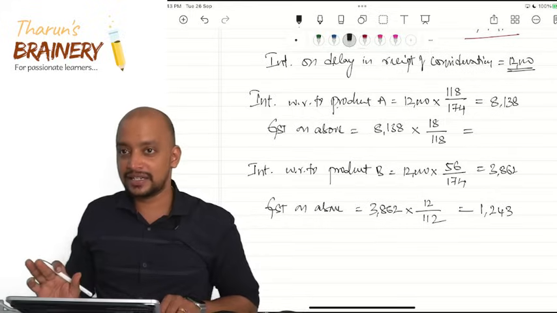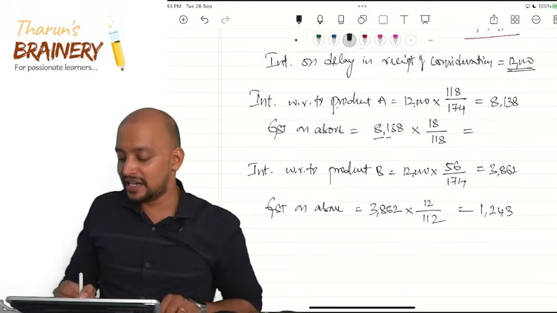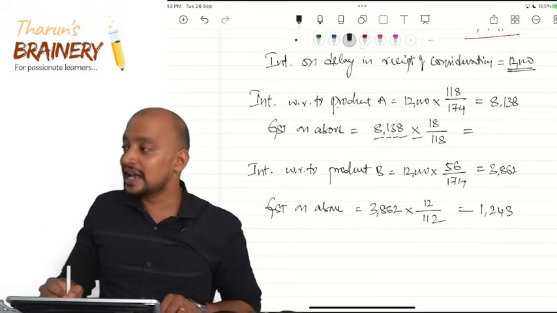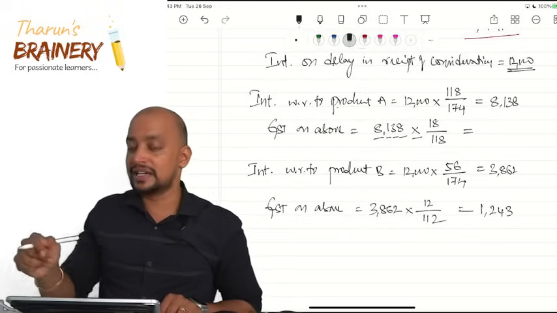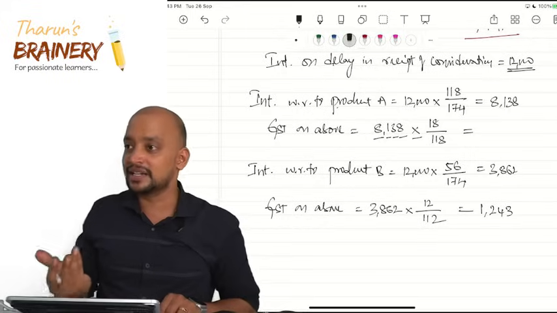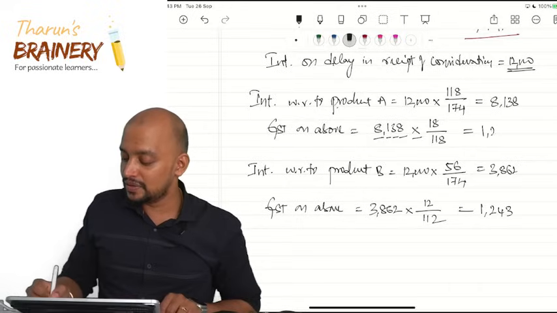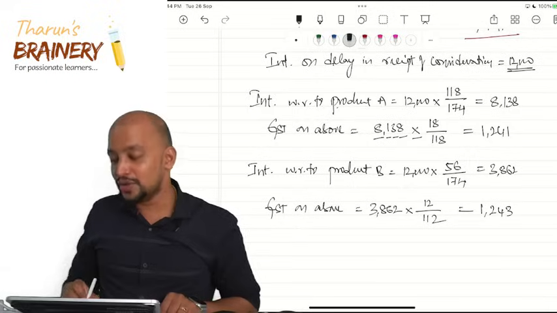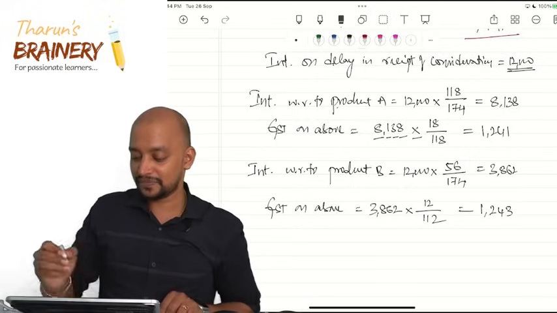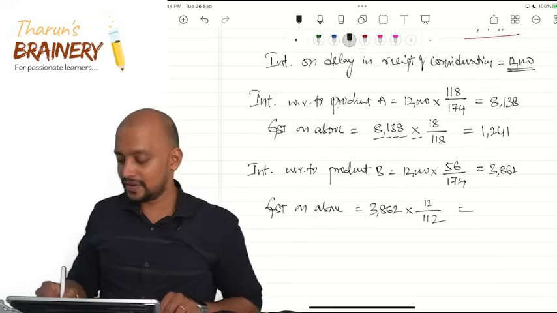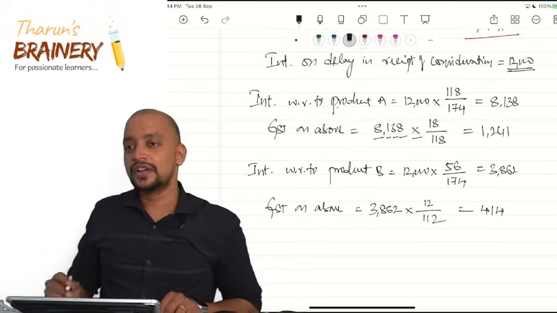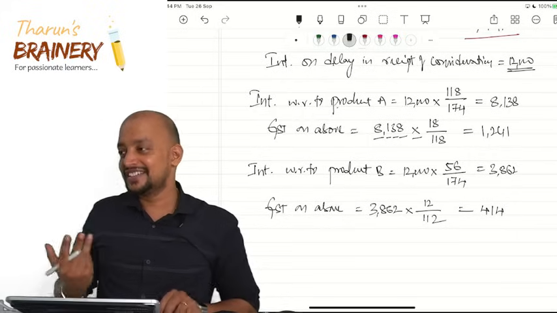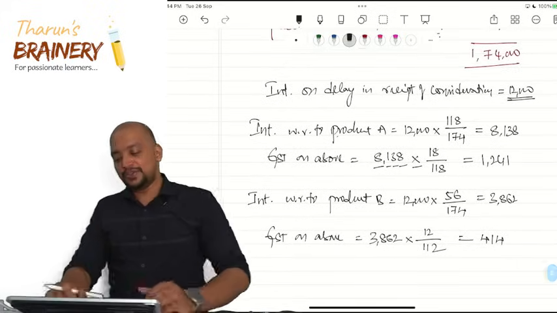You have a calculator here. You just press 8138, then the multiplication symbol, then 18, then the division symbol, then 118. One number will come. Tell me that number. 1,241. And this one, 3862 into 12 by 112, is 414. So the GST on above will be 414.